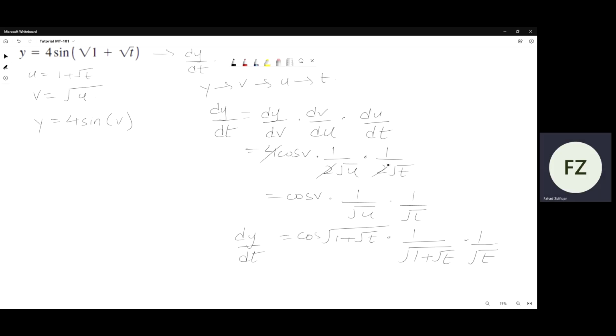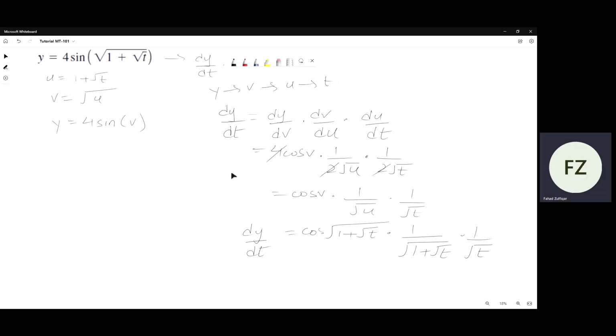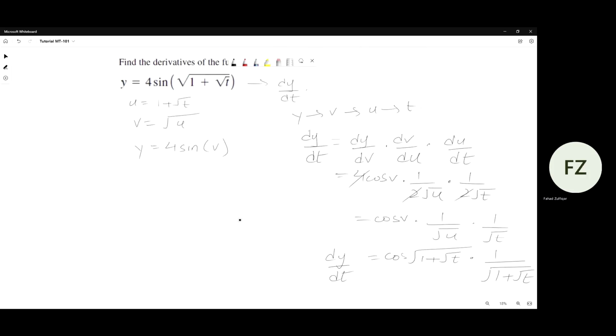Now this was the long method. What if we have to directly apply the chain rule, but just looking at a function? So the direct approach is actually pretty simple. What we do is that we start with the outside function and we keep on going inside. So for example, I have to find dy by dt. So this would be actually the derivative of the outmost function. So the outmost function is 4 sine, and then there is some term inside. So this becomes 4 cos of under root 1 plus under root t.